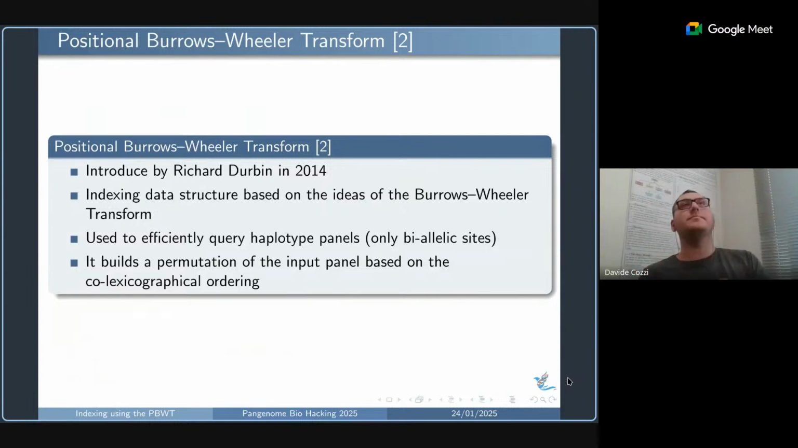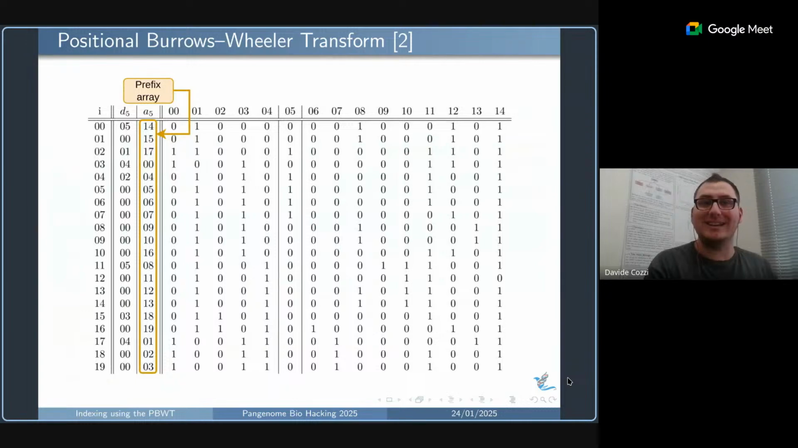How does it work? As in the classical Burrows-Wheeler transform, we want to permute the input matrix in order to allow efficient queries. So it works using colexicographical ordering. At each column, we reorder from the right to the left. This is colexicographical, in order to make similar rows consecutive in our permutation. Let's see an example, because it's really hard to understand without an example.